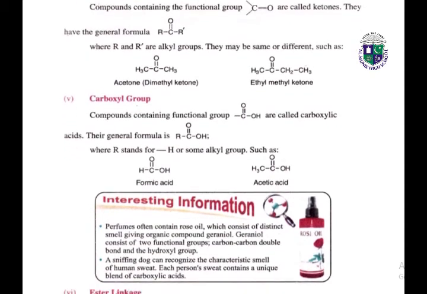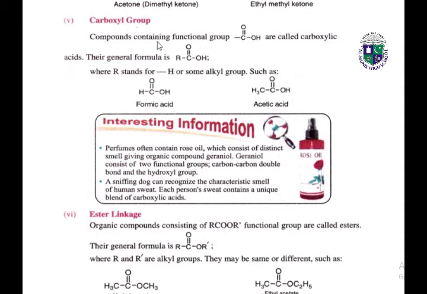Next we have the carboxyl group. Compounds containing the functional group single bond carbon, single bond hydroxyl OH, double bond O are called carboxylic acids, and their general formula is RCOOH, where R stands for H or some alkyl group, such as formic acid and acetic acid. Interesting information: perfumes often contain rose oil, which consists of distinct smell-giving organic compounds. A sniffing dog can recognize the characteristic smell of human sweat.